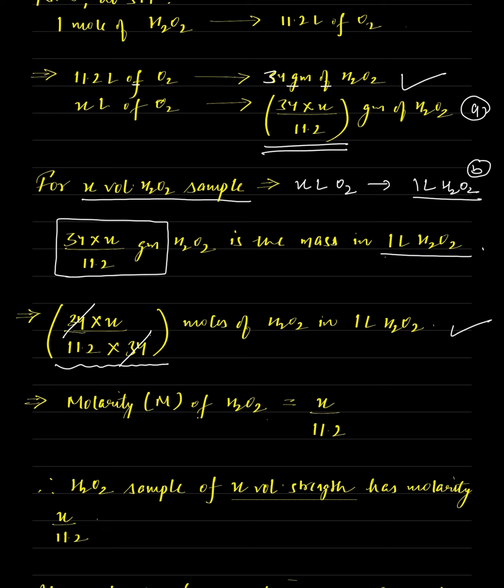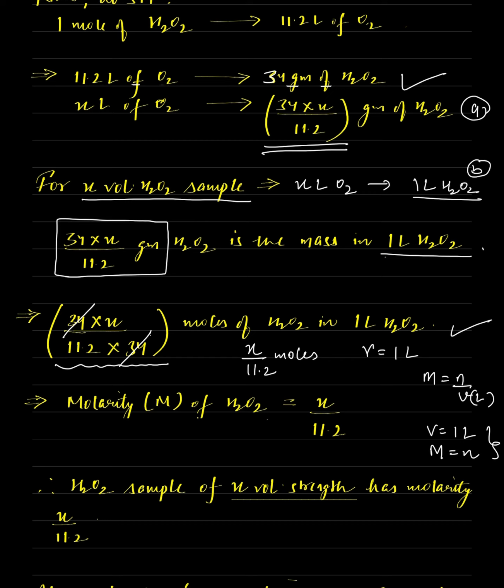So that means the number of moles is x upon 11.2, and the volume is 1 liter. We know molarity is equal to number of moles per unit volume in liters. And if volume is equal to 1 liter, then molarity is equal to the number of moles, right? We can easily understand here: if I put volume equal to 1 liter, molarity will become equal to number of moles.